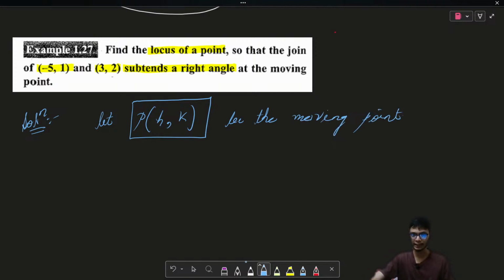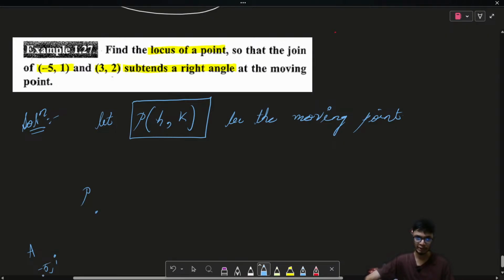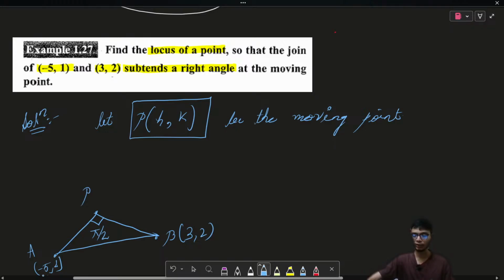Now, if you try to understand from the question, it is said to find the locus of such a point P which subtends an angle of 90° at these 2 points, right? So let us say this is my known point minus 5 comma 1, point A, and point B is 3 comma 2, and PA and PB form an angle of 90° at this point P, right? This is pi by 2. So how do we form this?